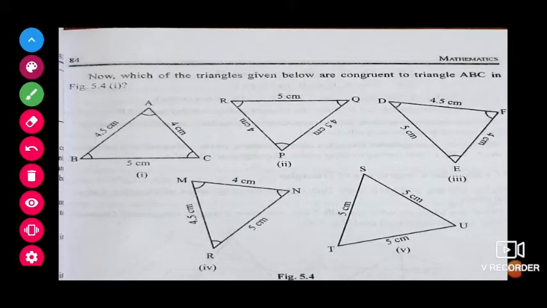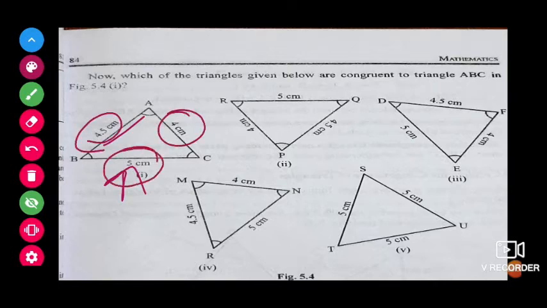Here is one example, children. Which of the following triangles given below are congruent to the triangle ABC? Here this is the triangle ABC. For this triangle ABC, we have to say which are congruent. Congruent means all three sides should be the same. Here we only have sides, so we will check the sides. If we check ABC, one side is 4.5, one more side is 4, and one more side is 5.